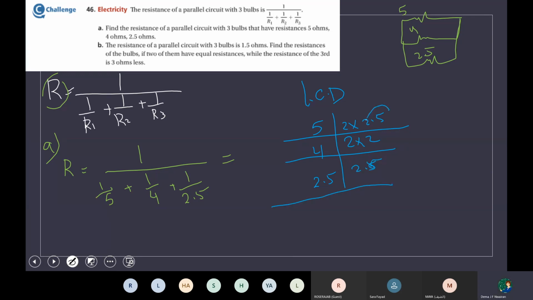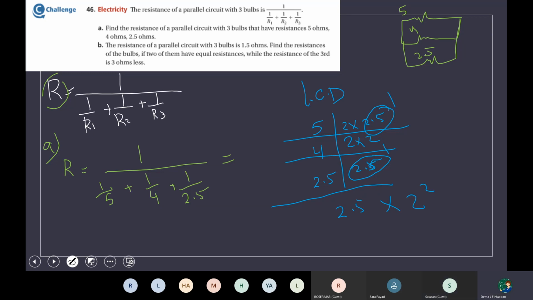So the least common denominator is 2.5 multiplied by 2, and then 2 squared. I will use only 2 squared. So should it be 2.5 to the power 2? Why? Because we take the common factors with the greatest power. Yes, okay, so 1 here to the power 1.